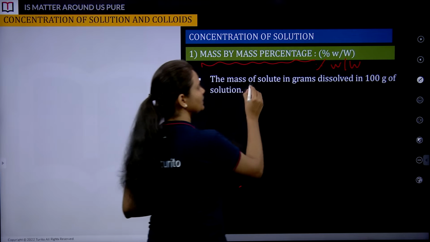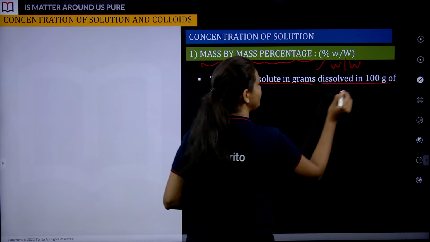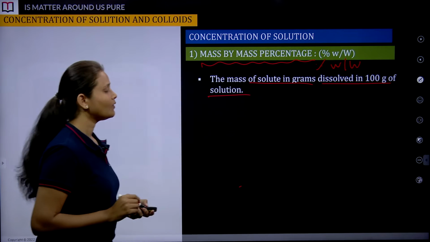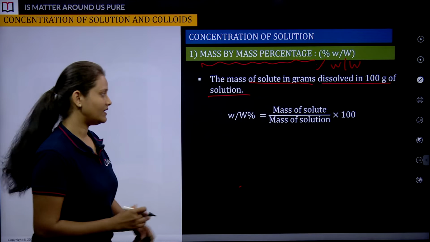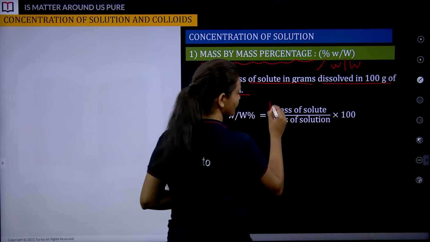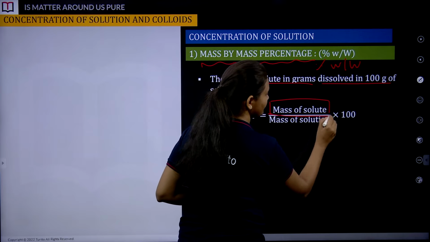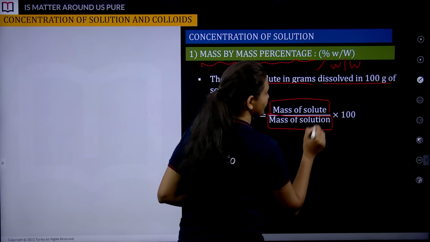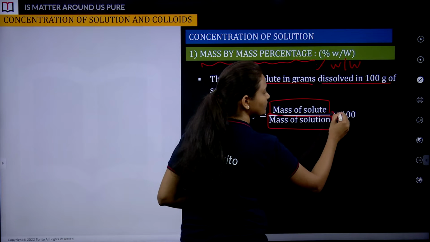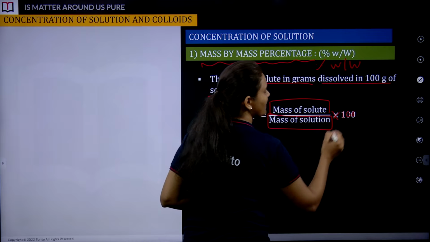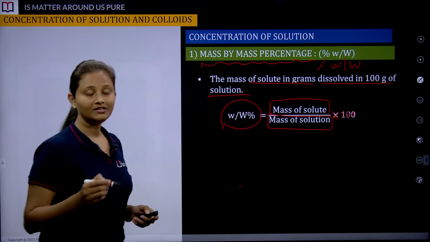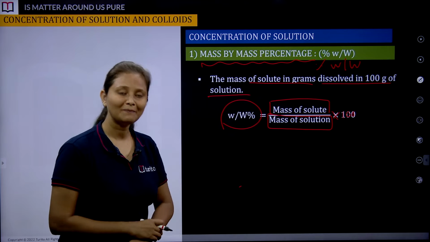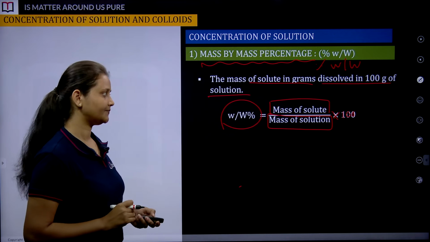The mass of solute in grams dissolved in 100 gram of solution. That is going to give you mass by mass percentage. We are provided with the mass of solute. Now we need to divide it by the mass of the complete solution, and all you have to do is multiply it with 100. That's how we are going to get W by W percentage, or mass by mass percentage of that solute.